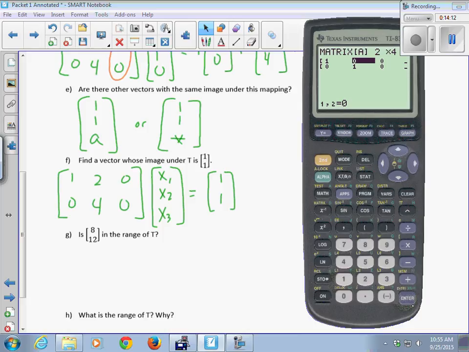1, 2, 0, 1. 0, 4, 0, 1. And then I quit, go back into my matrix menu, choose math, RREF, matrix A. All right, so this is my row reduced echelon form.